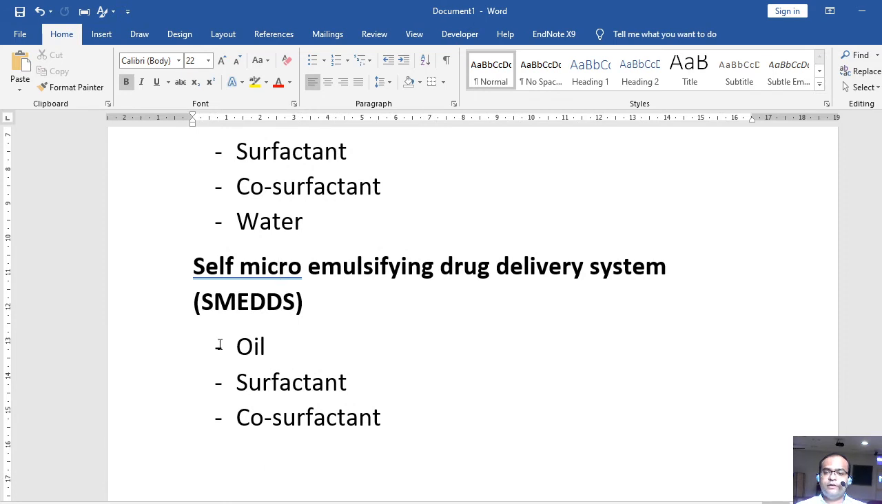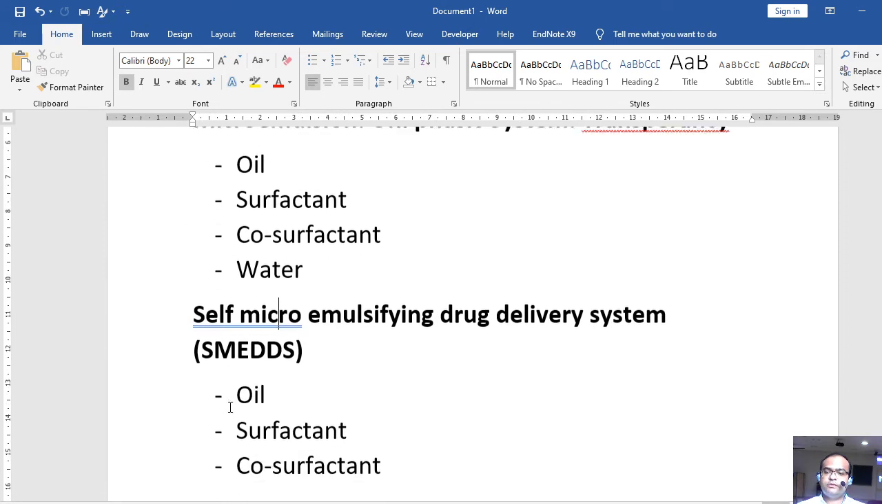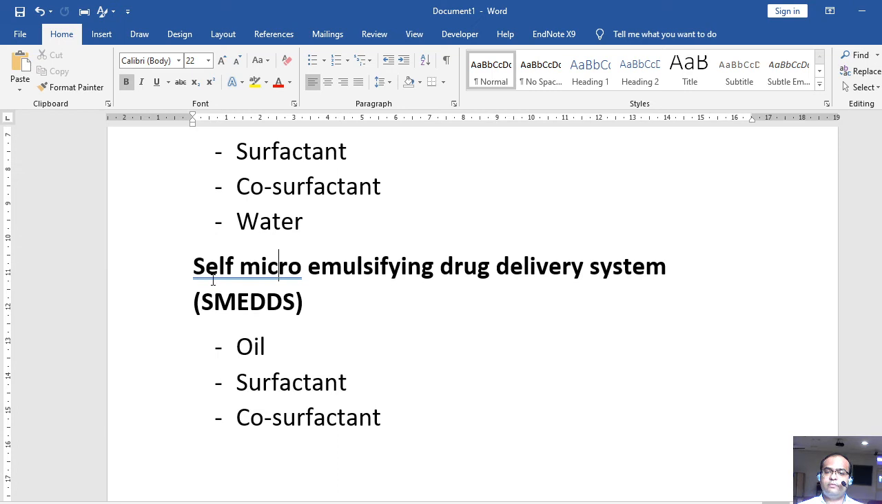But the only difference between SMEDDS and microemulsion is that in the formulation there will be a partial or complete absence of water. So this is a completely different formulation.